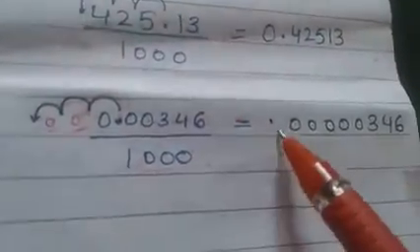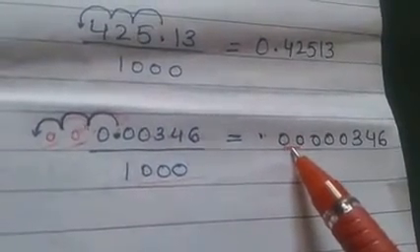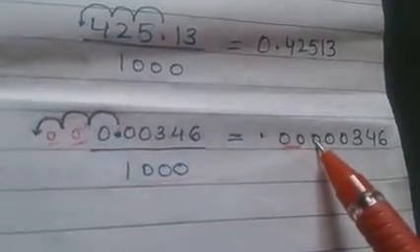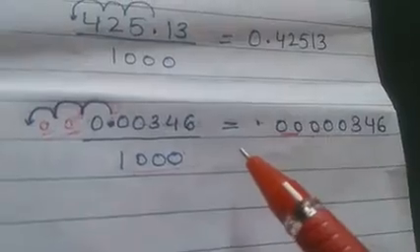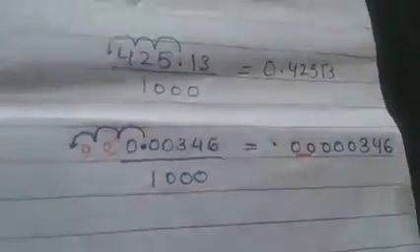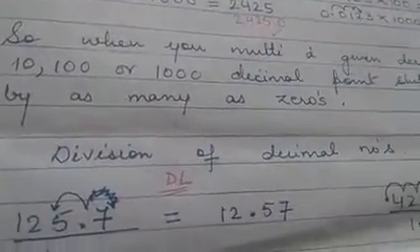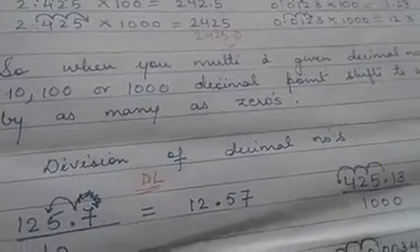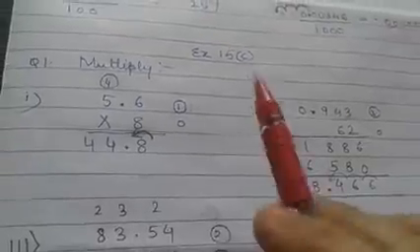So 0.0000346. Now these two zeros we have added. This was already there. These two we have added, this was already there. So 1, 2, 3. It means you have to add that many zeros as required. So the final answer will be this. Okay, so now you understood, when we multiply by 10, 100, 1000, the point shifts to the right. When we divide by 10, 100, 1000, the point shifts to the left. Okay, so let's see examples from 15C.